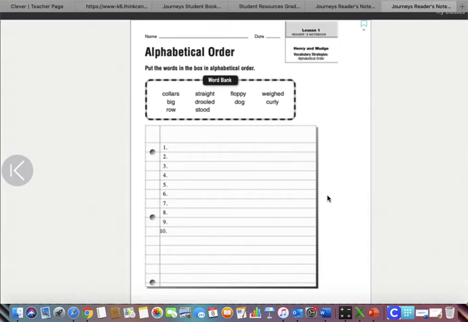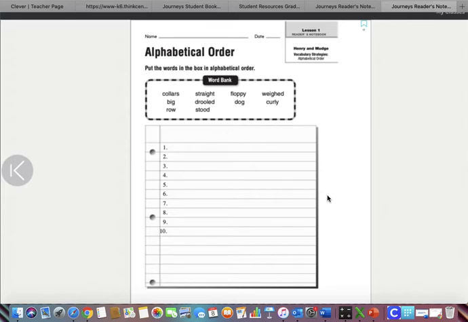Thank you for the pause there. Sorry for the little technical difficulties. All right, now, so we already wrote the word big for number 1. If we're putting the rest of our words in alphabetical order, which word would come next? We have collars, straight, floppy, wade, drool, dog, curly, row, and stood. Which one's going to come next?